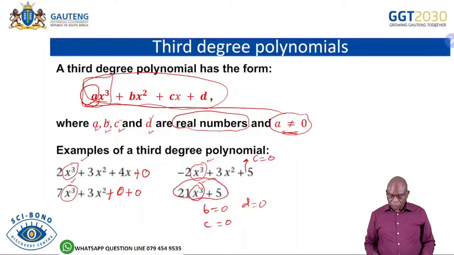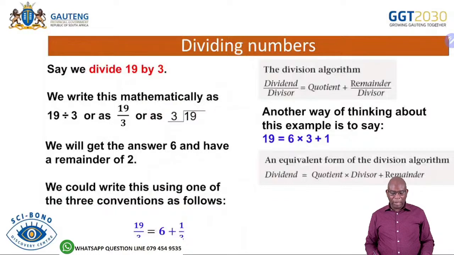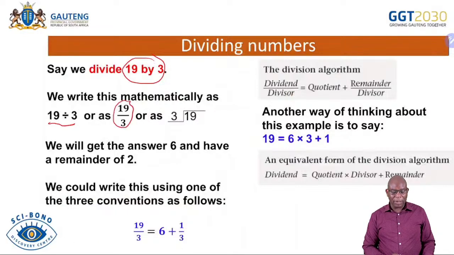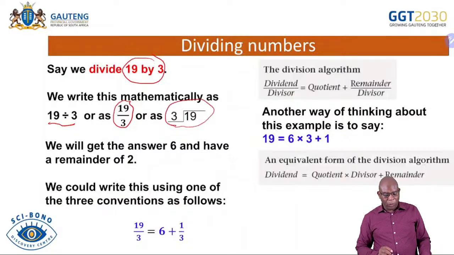Now let's look at how we divide numbers. If I say 19 divided by 3, we can write this mathematically in three ways. So what do we get if we do this?